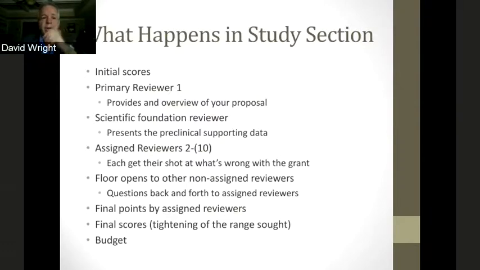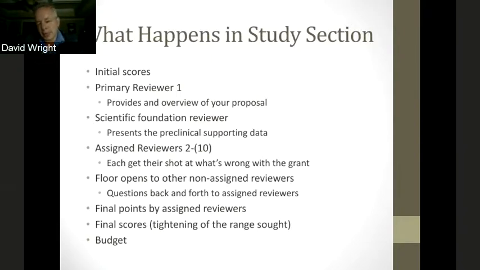Then primary reviewer number 1, your person who's going to advocate for your grant, gives an overview of the whole grant. What's the significance? What's the background of the grant? Why are you doing it? What are the outcomes? What was your approach? And then they list what the weaknesses and strengths of the proposal were. So that's the primary reviewer.